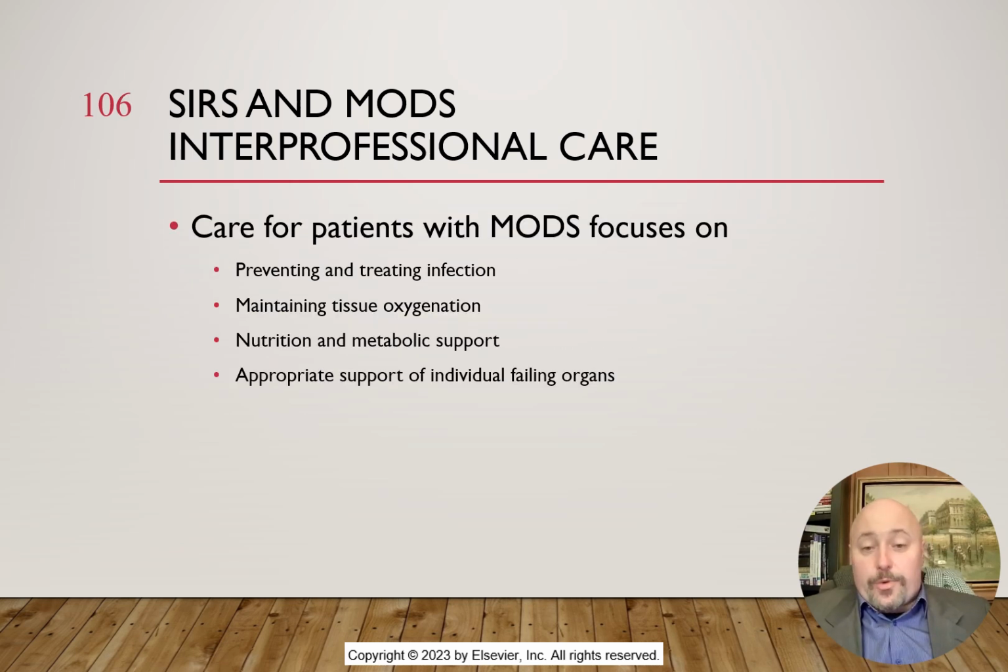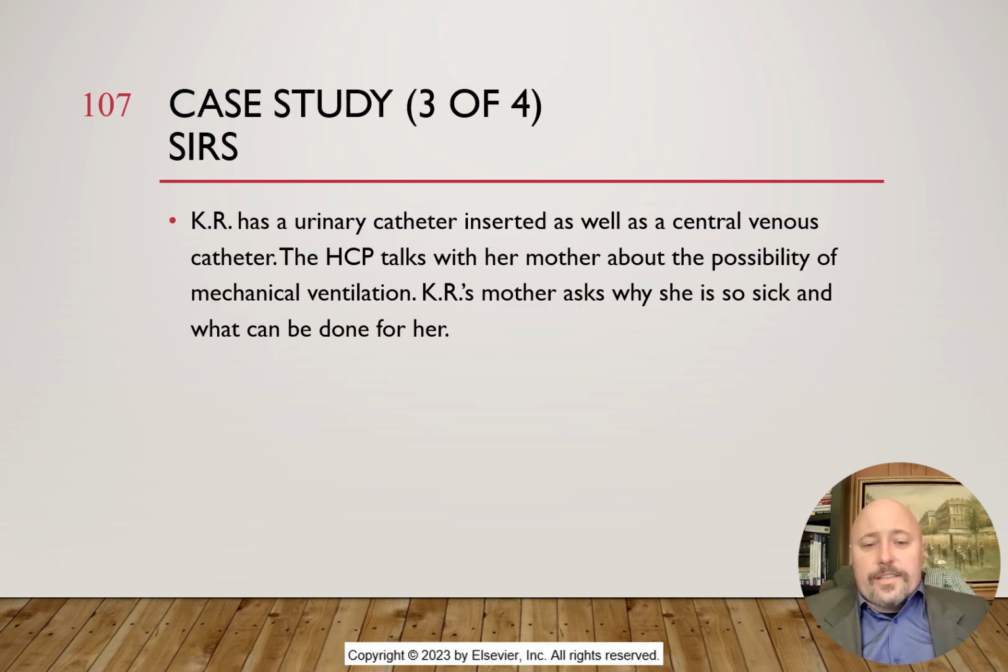The care for these patients with MODS focuses on preventing and treating infection, maintaining tissue oxygenation, nutrition and metabolic support, and appropriate support of individual failing organs. KR has a urinary catheter inserted, as well as a central venous catheter. The provider talks with her mother about the possibility of mechanical ventilation. KR's mother asks why she is so sick and what can be done to help her. There's going to be a lot of interventions we would expect here, everything from antibiotics, sedation, nutrition, and obviously focusing on that respiratory system.